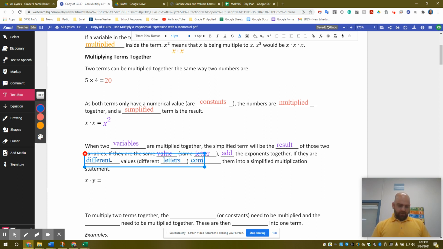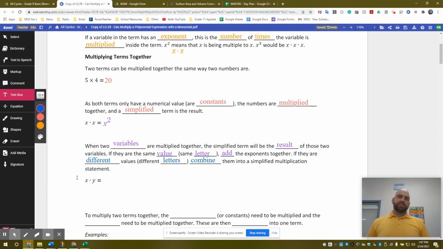Okay. Then we just combine them into a simplified multiplication statement. What I mean by that is if we see something like x times y, our result from that would just be xy, which is x times y. We can't actually simplify it any farther than that, and so that's as far as we're going to go.